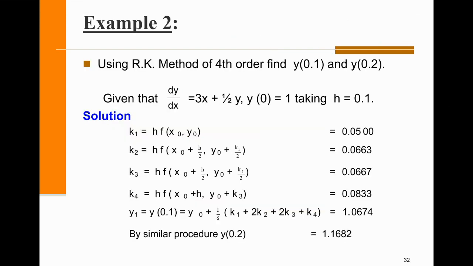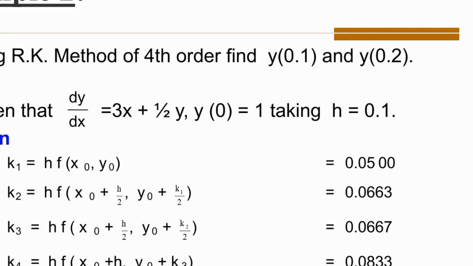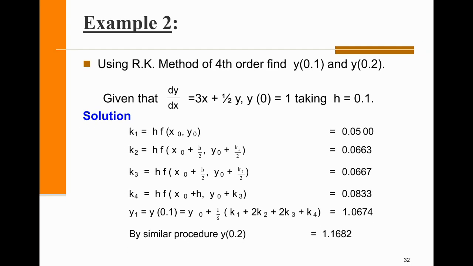This is another example I have taken. So in this problem, what is given to us? The values we have to find are y at 0.1 and y at 0.2. The step size given to us is 0.1, the initial values are x naught equal to 0 and y naught equal to 1, and the slope is given to us, right?